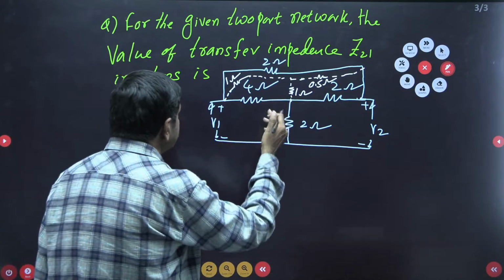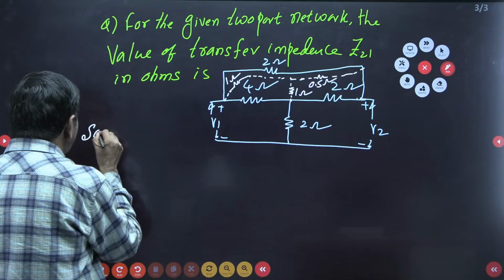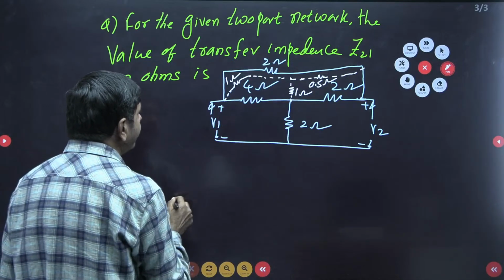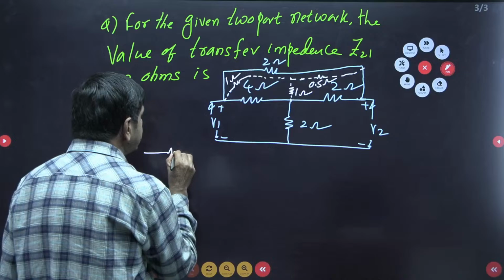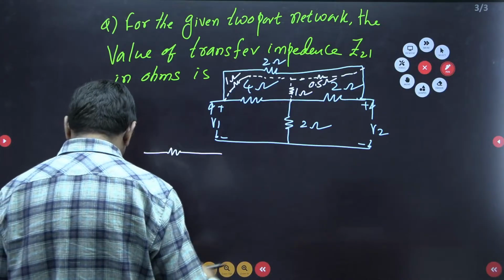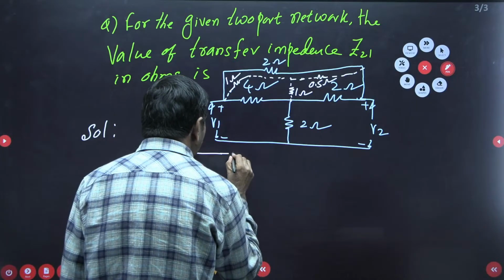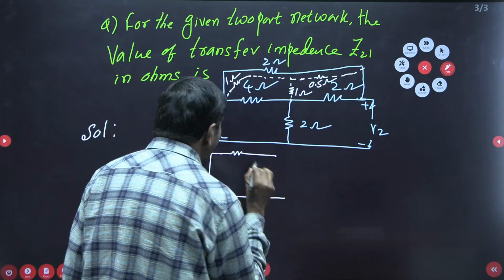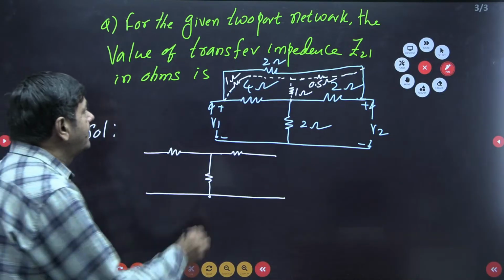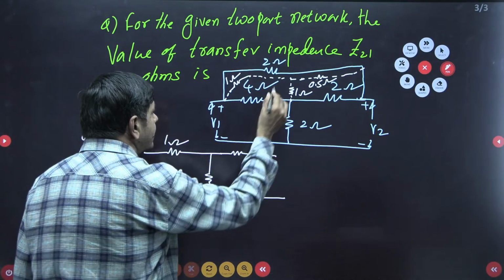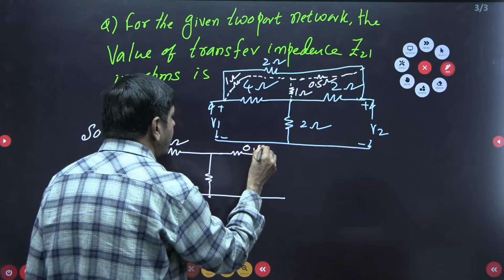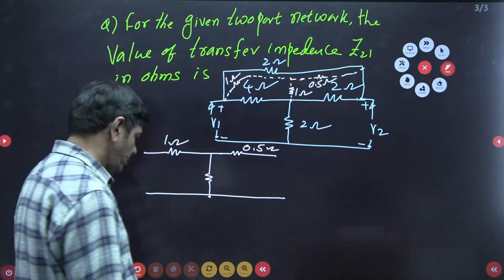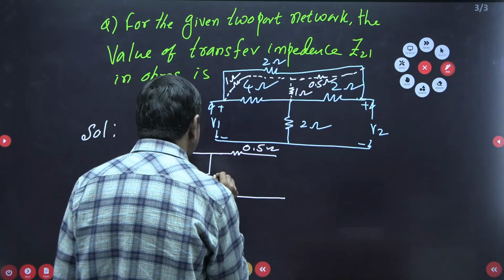With such a simplification, I can redraw the network. Here a 1 ohm resistor and 0.5 ohm resistor come, this side 0.5, no doubt. Here the 2 ohm resistor will come. Finally, a T network will be formed. This value will be 1 ohm, this side you get 0.5, but the 1 ohm and 2 ohm come in series, so that value becomes 2 plus 1, 3 ohms.